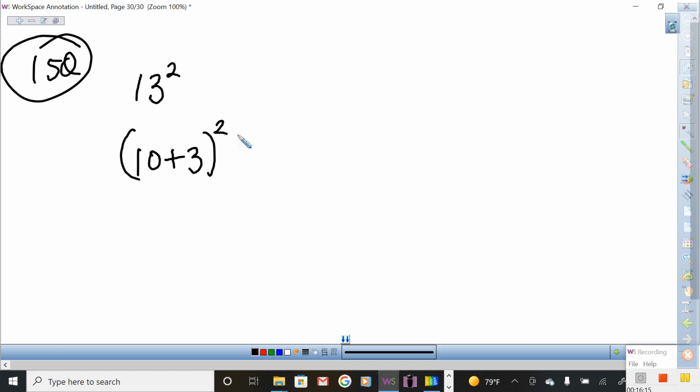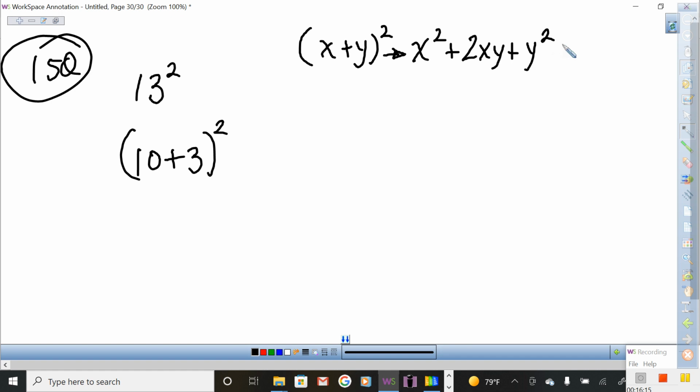Yes? Now, according to the identities that you memorized, right? I had you guys memorize some identities. Okay, good. There's one identity that looks like this: x plus y squared. And that one becomes x squared plus 2xy plus y squared. Yeah, it's right there in your study guide.